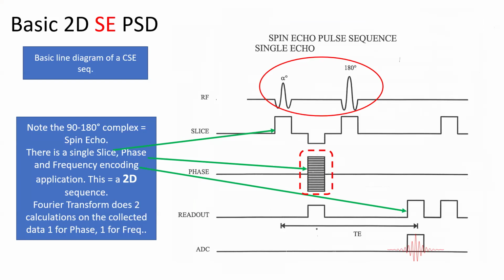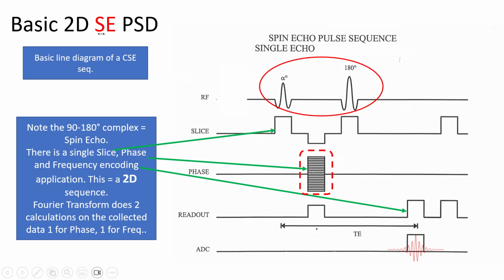Now, this is a basic spin echo. I showed you this symbol before. Here's the flip angle. This could mean 90. That's fine, but don't let this throw you. Don't go, oh, well, that's a gradient echo. No, there's a 180. So just be mindful.